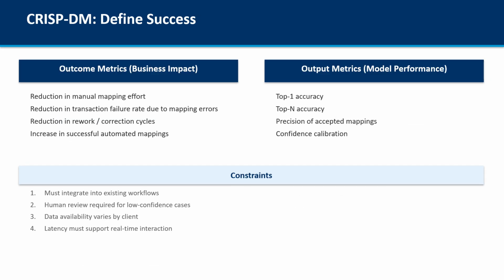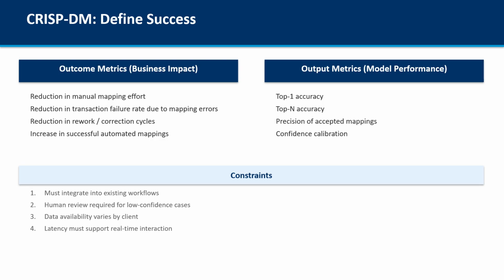Now let's look at the success definition of this solution. Success for this would mean reducing manual mapping effort, improving transaction success rates, and increasing automation opportunities. We would measure this using the following business, also known as outcome metrics: reduction in manual effort, reduction in transaction failure rate due to mapping errors, reduction in rework or correction cycles leading to quicker time to collect cash, increase in successful automated mapping leading to potential automation opportunities for the RCM workflows.